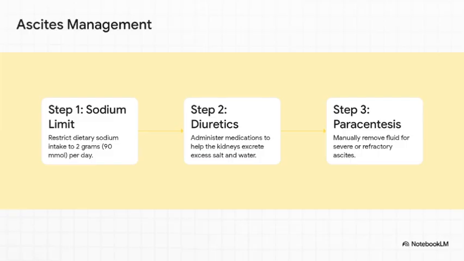If that's not cutting it, we move up to step 2, diuretics. And for patients who have really tense, uncomfortable ascites or just aren't responding to the meds, we can go to step 3 and manually drain liters of the fluid off with a large volume paracentesis.